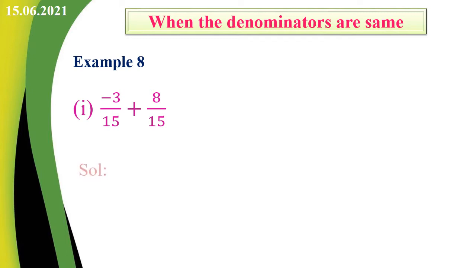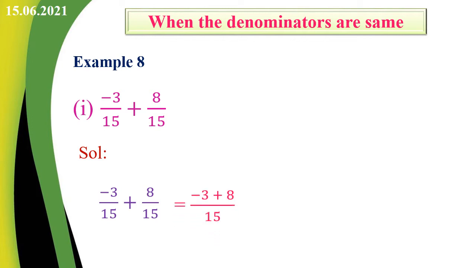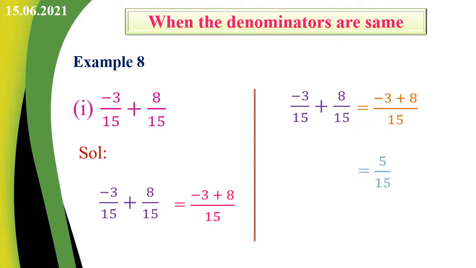The second step, we just add numerator over denominator. So we get minus 3 by 15 plus 8 by 15 which is equal to minus 3 plus 8 by 15. Now check the sign here, different sign. Different sign means subtract and replace the greater number sign. 8 minus 3, 5. Here 8 is the greater number, that sign positive. So we get 5 by 15.